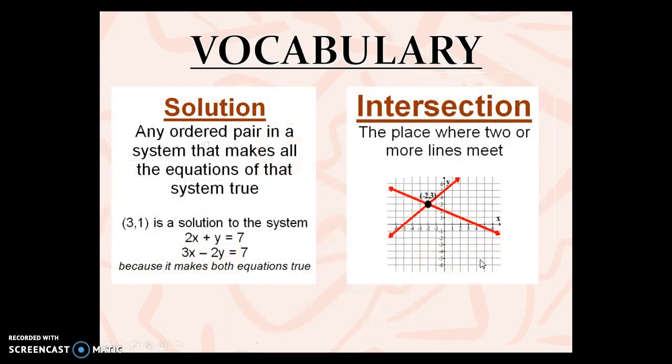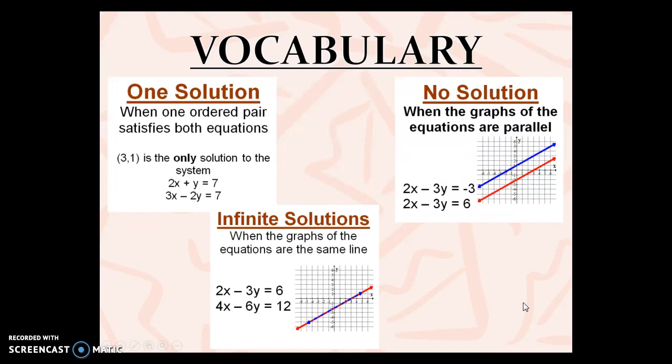A solution is where those lines cross, okay? Or it's finding out what x is and what y is in both equations. It's going to have to be the same number to make both equations true. The intersection is the place where the two lines meet, okay? That's called an intersection. One solution means that they intersect only one time. There's only one answer.